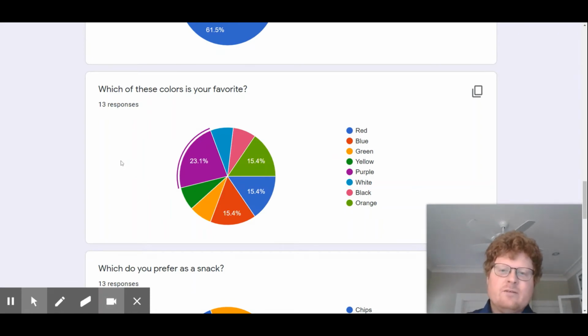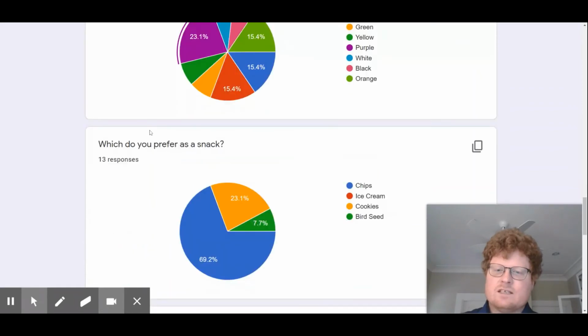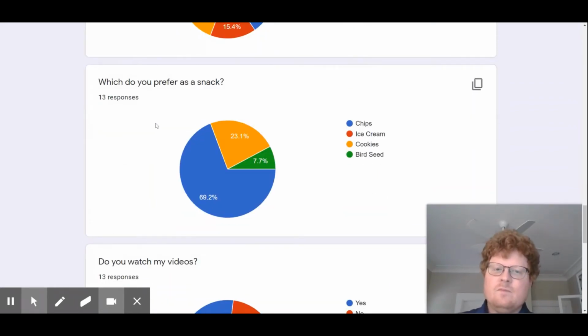So that's a great way to use a pie chart. And I just want to focus on pie charts in this lesson today. What do you prefer as a snack? I gave you the choice between chips, ice cream, and cookies.